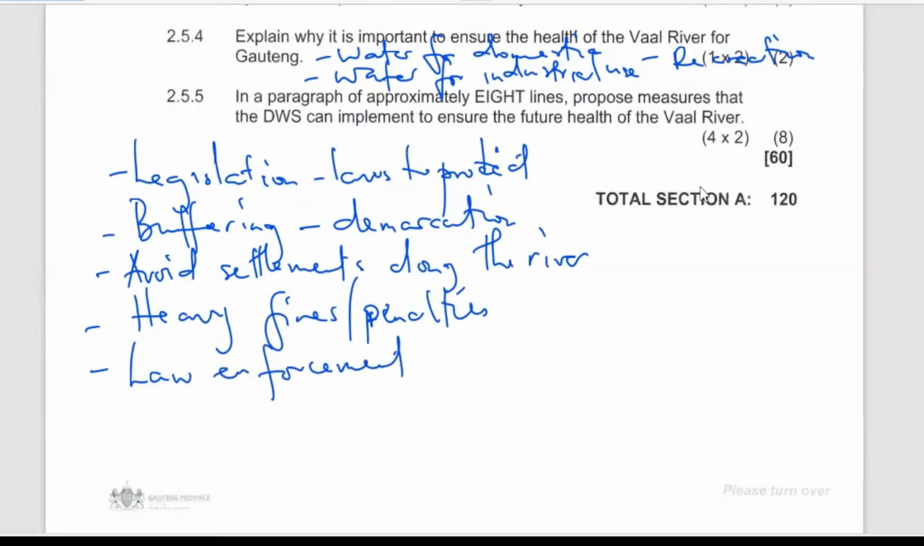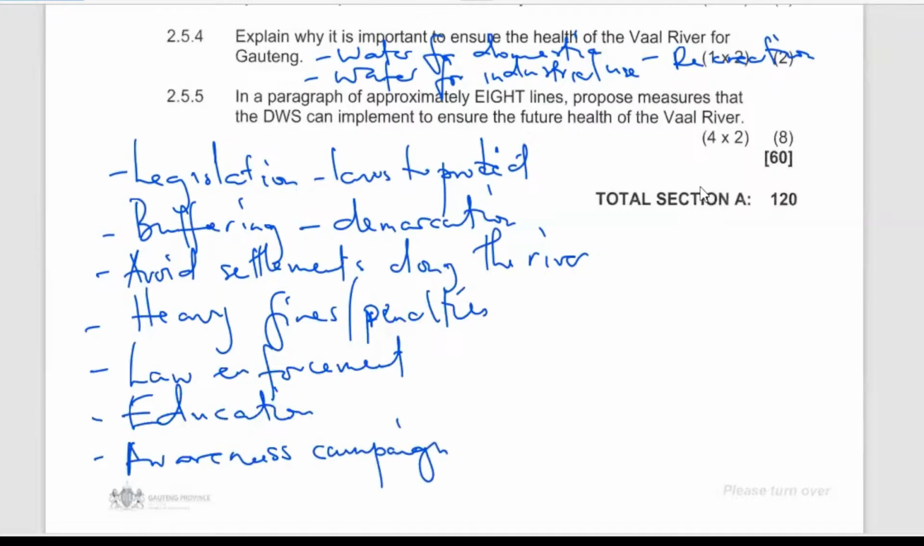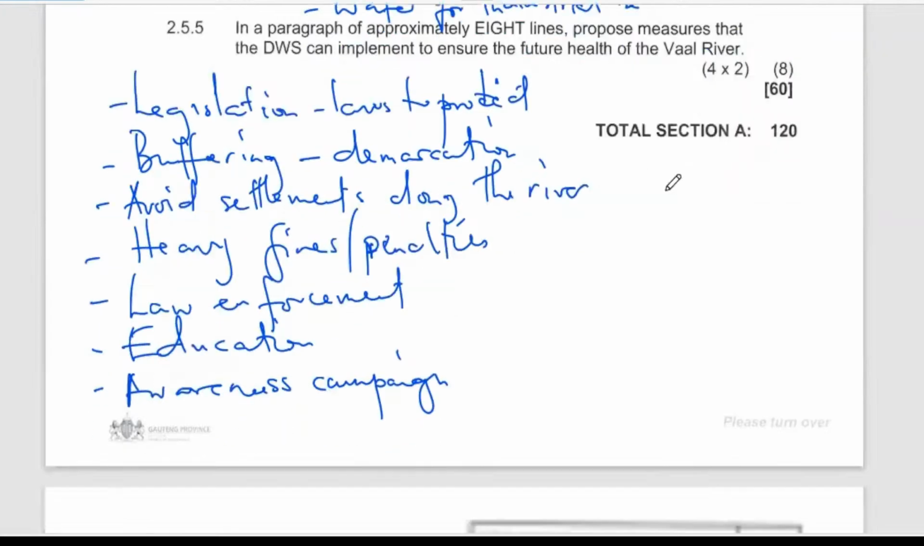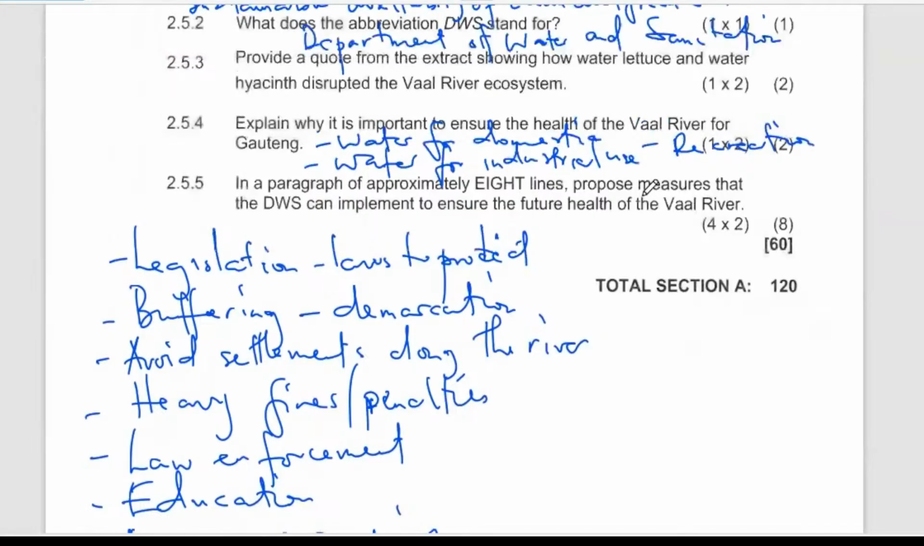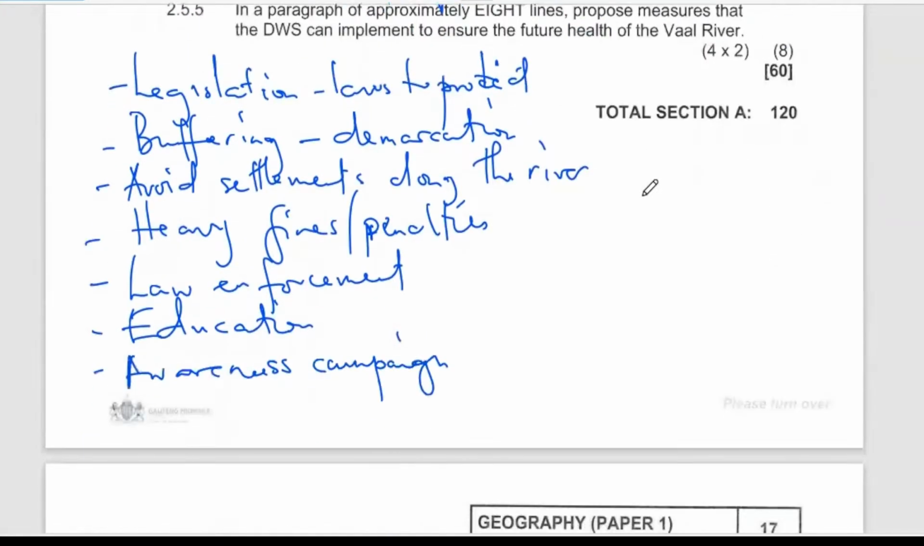Maybe we need to put security to man the river and ensure that the river is safe. And also we can talk of education, educating the general public on the dangers of polluting the river, or we can also use awareness campaigns to make sure that people are conscientized of the need to maintain the rivers and the catchment areas so that the Vaal River is kept healthy for future uses. So those are some of the strategies that you can talk about.